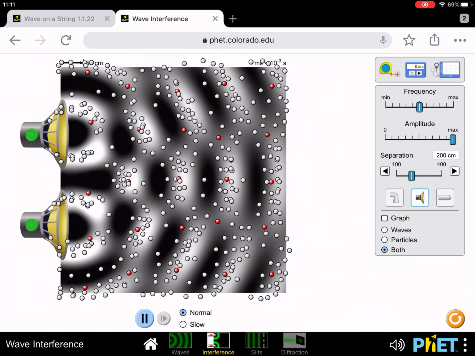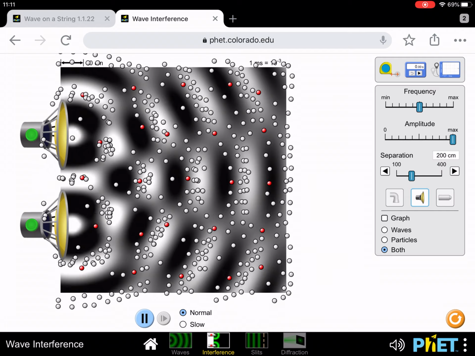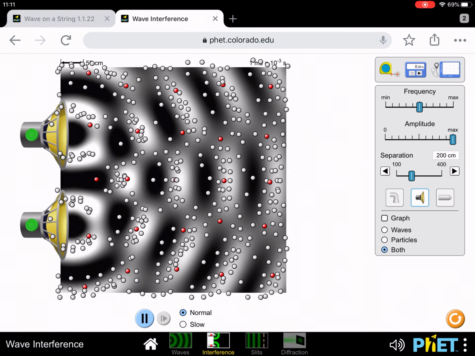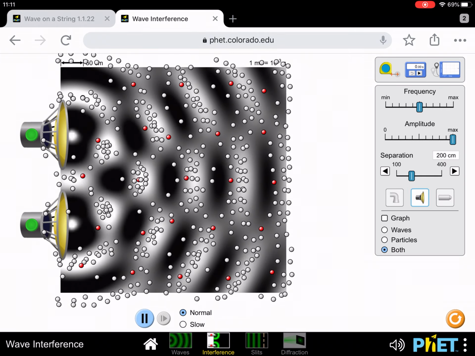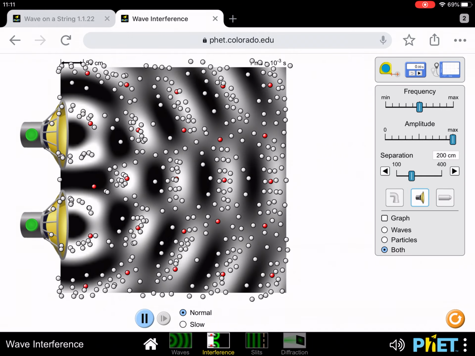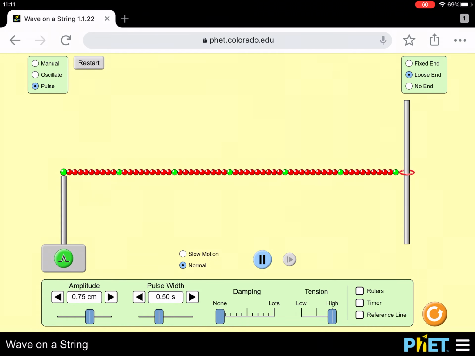I think you can see quite a bit of that. So this is a phenomenon called interference, right? In the regions where the particles move around a lot, this is constructive interference. In the regions where the particles don't move around much at all, that's destructive interference. Let me show you another illustration. So this is a wave on a string. This also shows constructive and destructive interference when pulses touch each other.